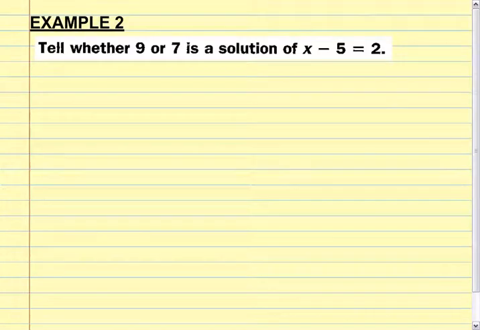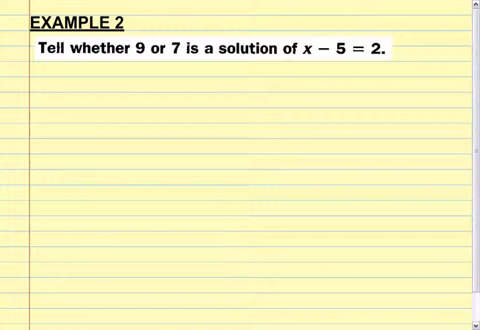Okay, good job there. Tell whether 9 or 7 is a solution of x minus 5 equals 2. Now think about this. Remember earlier I did 2 times x equals 4? I plugged in 2 and that was true. I plugged in 3 and that was not true. So to see if something is a solution, what do I have to do, Jenna? Plug in the numbers.